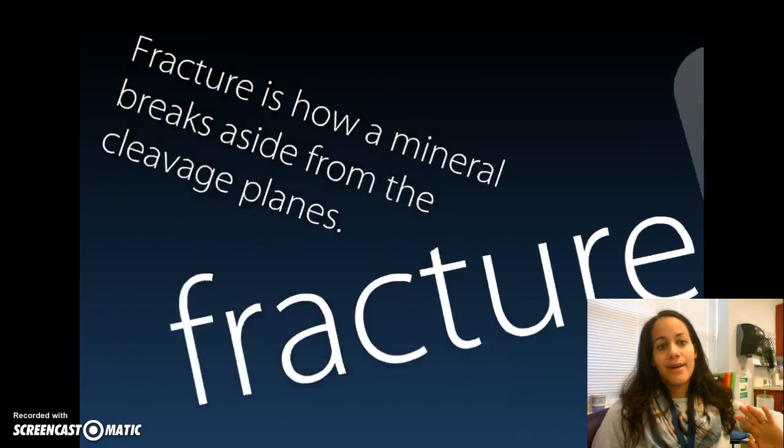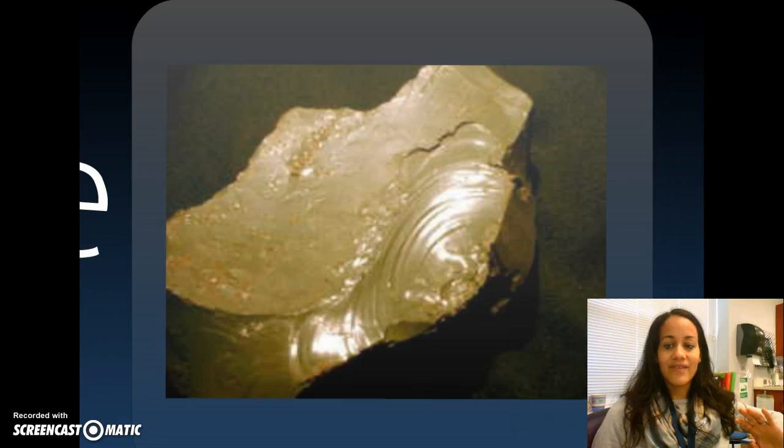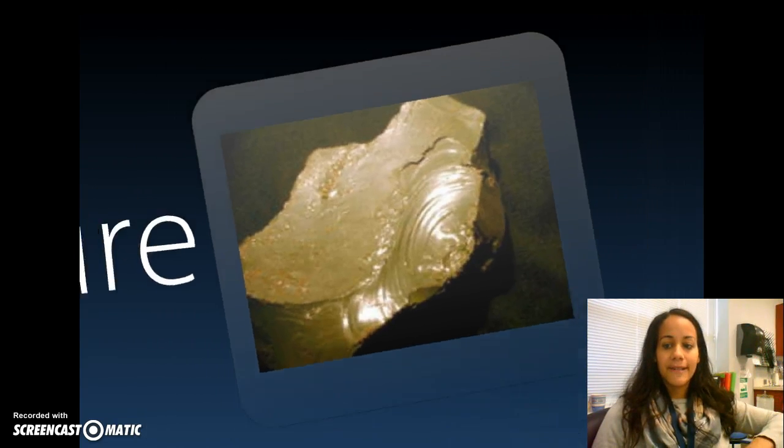Fracture is how a mineral breaks aside from the cleavage plane. So if you can see here, this is kind of jagged. When we strike this mineral sample, you'll see jagged edges and it won't have a clean split.